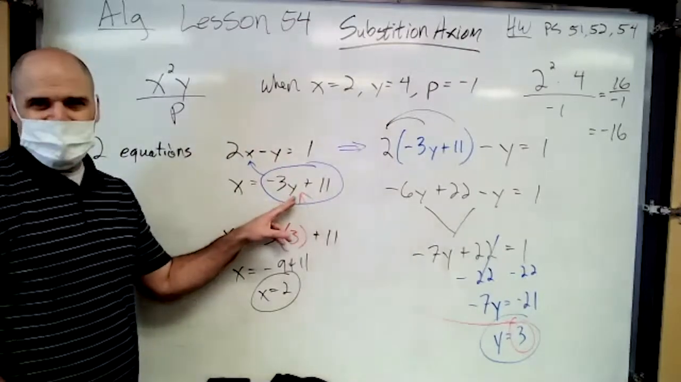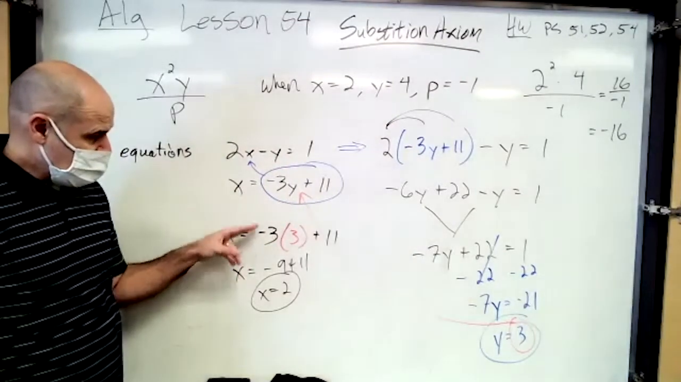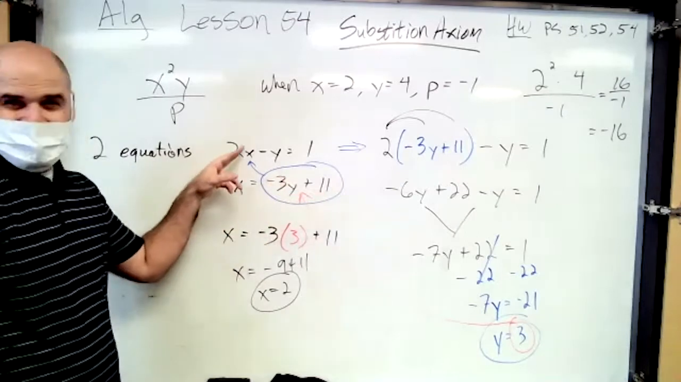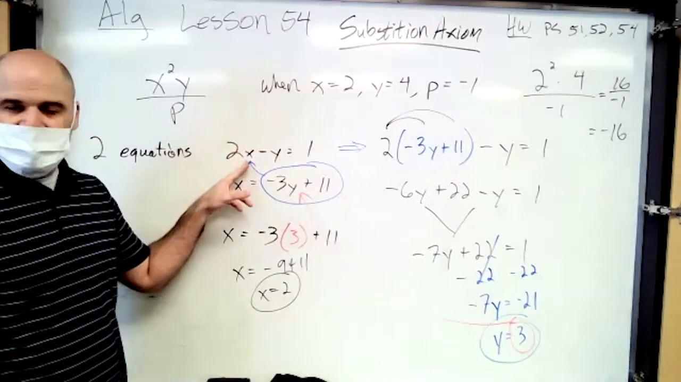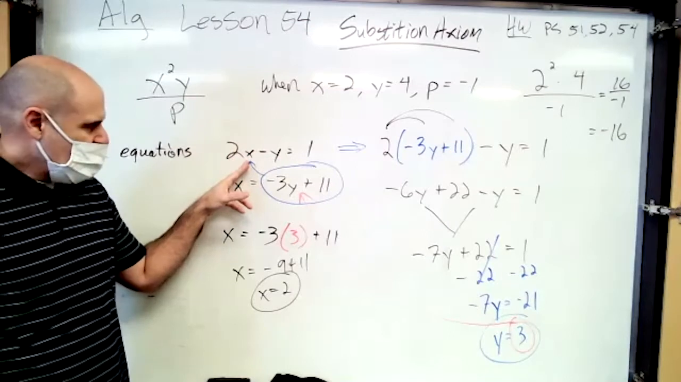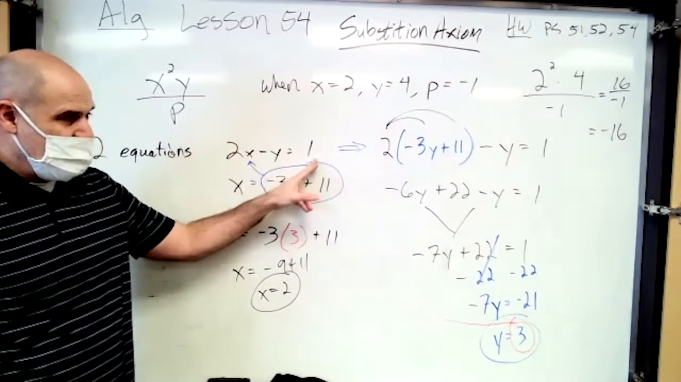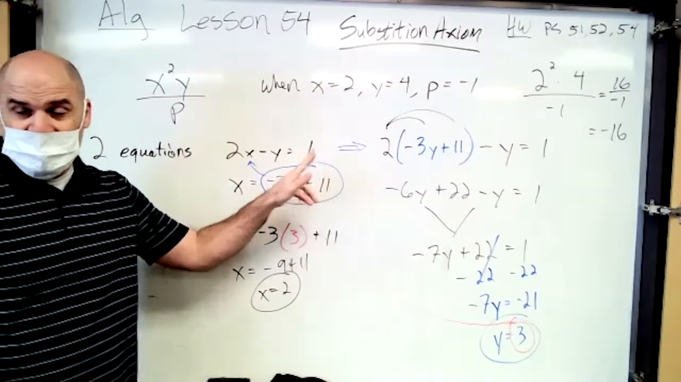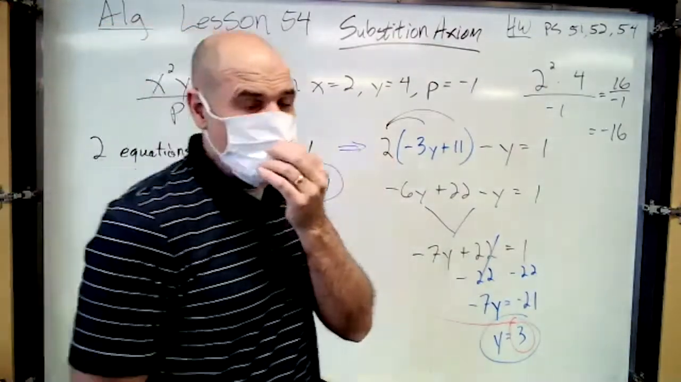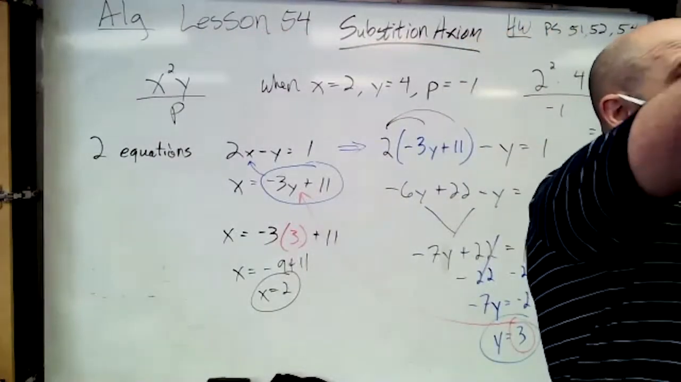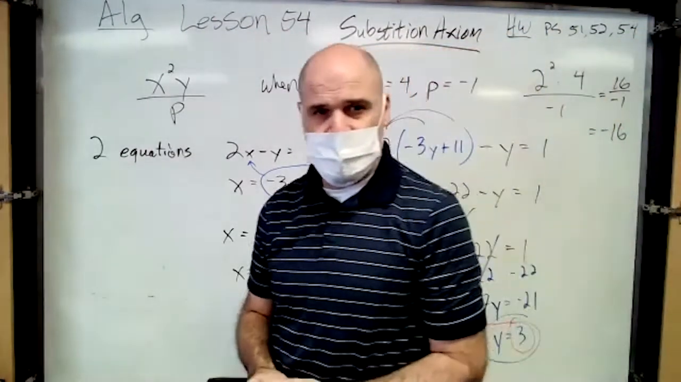Well, we already know it works here because that's how we found 2. 2 equals negative 9 plus 11. Let's see if it works up here. What's 2 times 2? 4 minus 3. What's 4 minus 3? It works. That's the only place where it works in both equations. Those lines are not going to come back around and cross each other again. Okay?